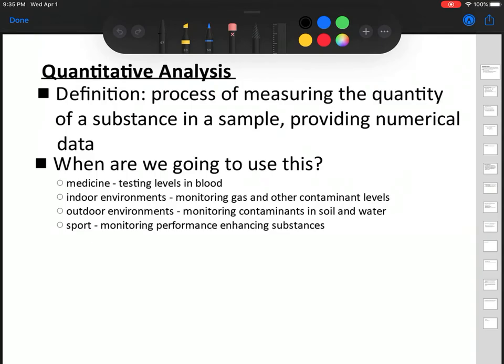Outdoor environments, monitoring contaminants in soil and water, is also important. That data is often available and you can look it up, and people don't even realize that. People talk about, oh, this in the water, that in the water, and the city, for example, provides data that you can look at to know exactly the amount of whatever substance you're concerned about in your water. And then sports, monitoring performance enhancing substances, which has a wide variety as well.